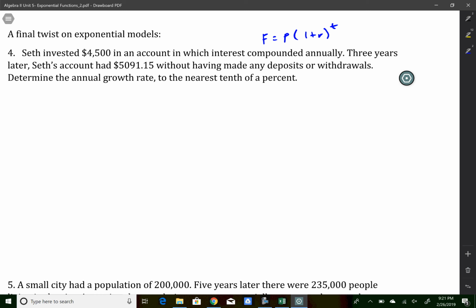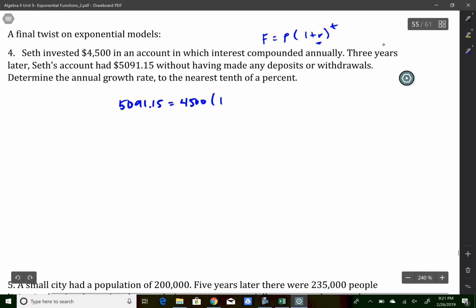So here, we're going to have a little bit more math to do because the unknown is not going to be the ending value or the principal value or the t value. It's going to be the rate. It's going to be the variable inside the parenthesis. So let's use what we know. So we know the ending amount or the future amount. We know the initial amount. We don't know the rate, but we do know the time. It says 3 years.